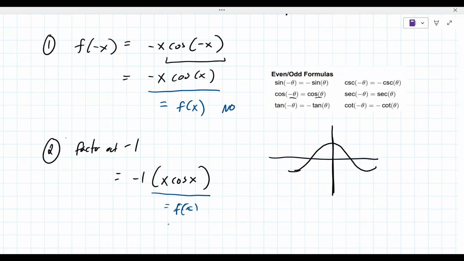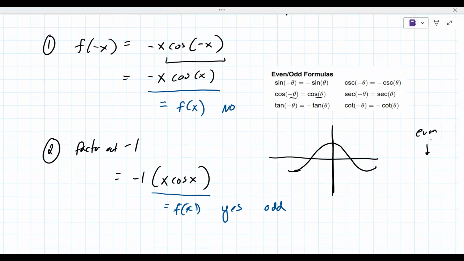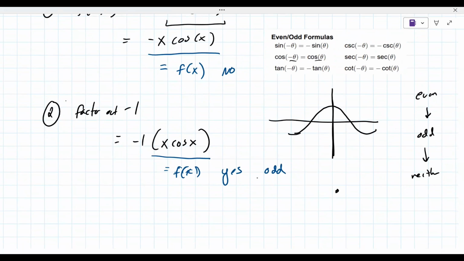Yes, it is. So this is actually odd. The progression is: it's either even, then you check for odd, then it's neither. Oh, I see. Or if you prefer, like forks, I'm going to have that as well.